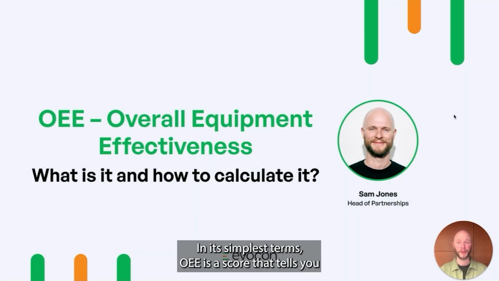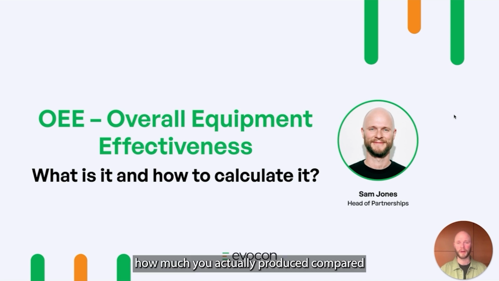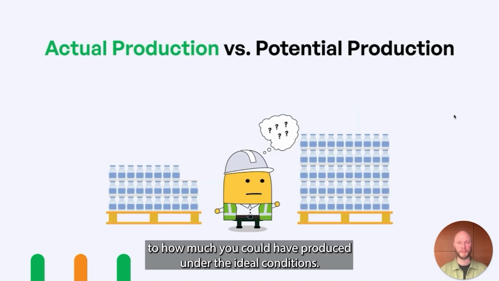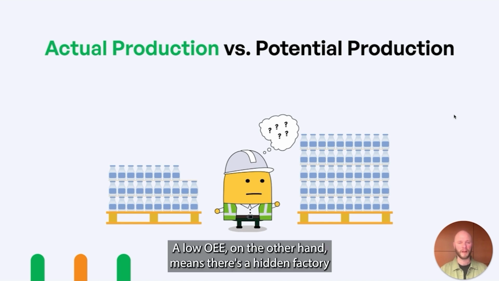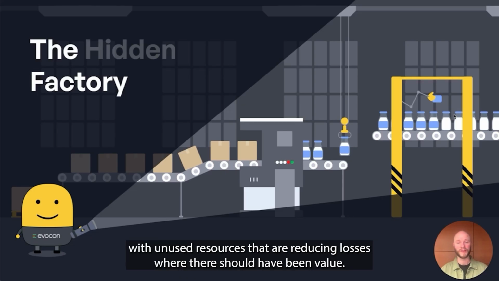In its simplest terms, OEE is a score that tells you how much you actually produced compared to how much you could have produced under ideal conditions. A high OEE signifies an efficient factory operating at peak productivity. A low OEE, on the other hand, means there's a hidden factory with unused resources that are producing losses where there should have been value.